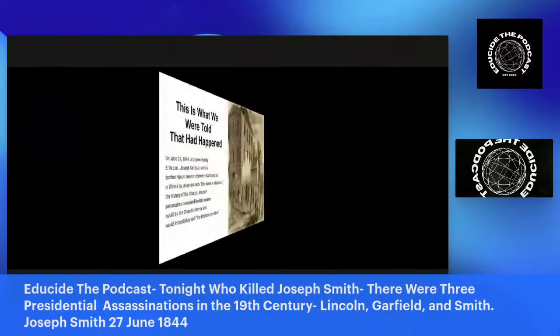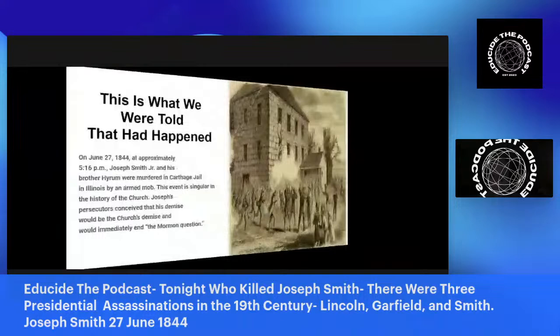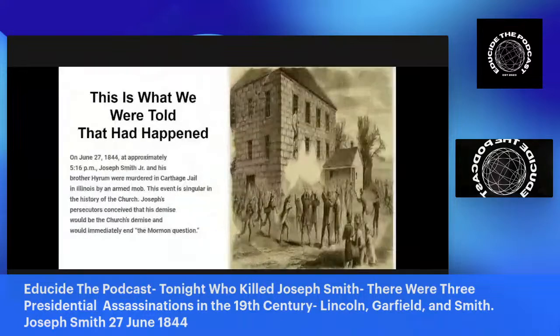This is what we were told had happened. On June 27th, 1844, at approximately 5:16 in the afternoon, Joseph Smith Jr. and his brother Hiram were murdered in the Carthage jail in Hancock County, Illinois, by an armed mob. This event is singular in nature for their church. Joseph's persecutors conceived that his demise would be the church's demise, and this would end the Mormon question for good.